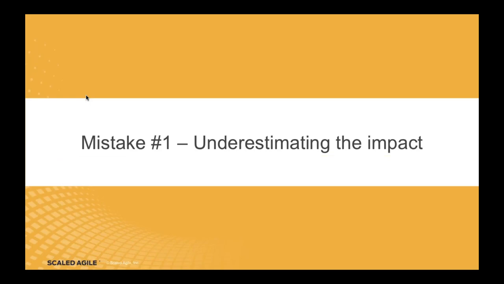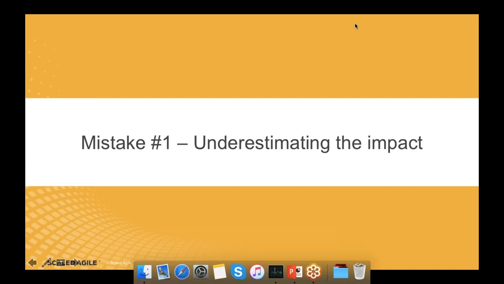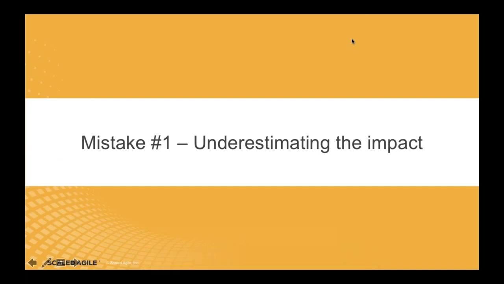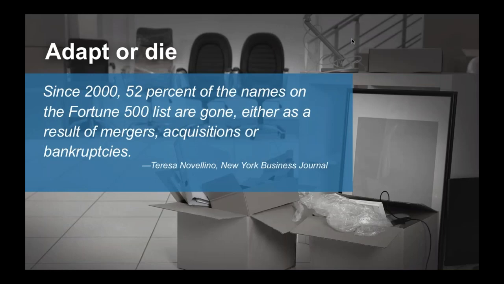So what we see, the first thing that we usually see is the mistake number 1 is underestimating the impact and importance of DevOps. Adapt or die. Since 2000, 52% of the names on the Fortune 500 list are gone. This is just a fact. Some of this is mergers, acquisitions, but a lot of it is people not reading the market. And we know some of those big names that have not understood the importance of really developing, deploying, releasing, and working faster with customers. So the first mistake we see is people actually ignoring this.